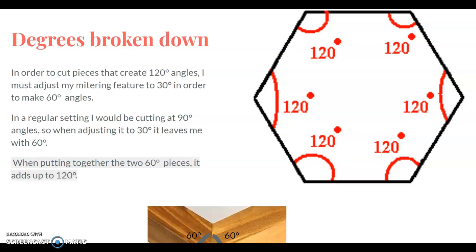So when I put together the two 60-degree pieces, 60 plus 60 adds up to 120, and I have it right here. So this 30 degree, we have a 60 degree piece and a 60 degree piece, and when we add it together, we can get 120. If we make the shape together with 6 pieces, all the pieces added up together would make 720 degrees.